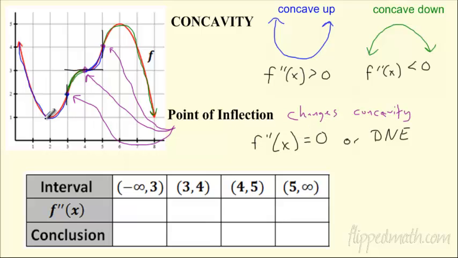Is that always the case? Well, the second derivative is actually 0 here, isn't it? And it's also here, so it's not always going to be a point of inflection. We have to look for that change in concavity. Awesome.